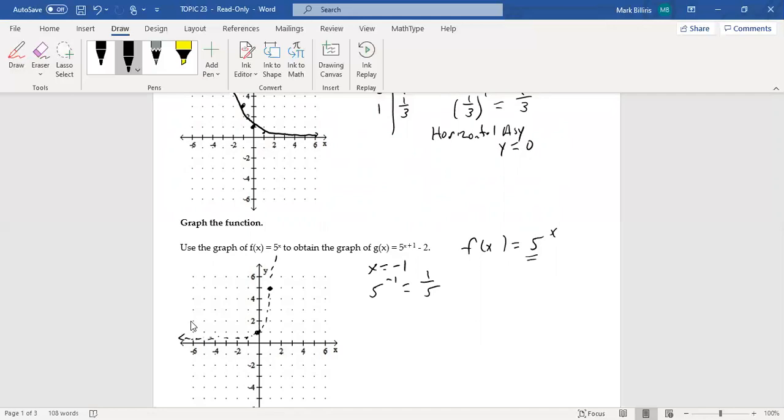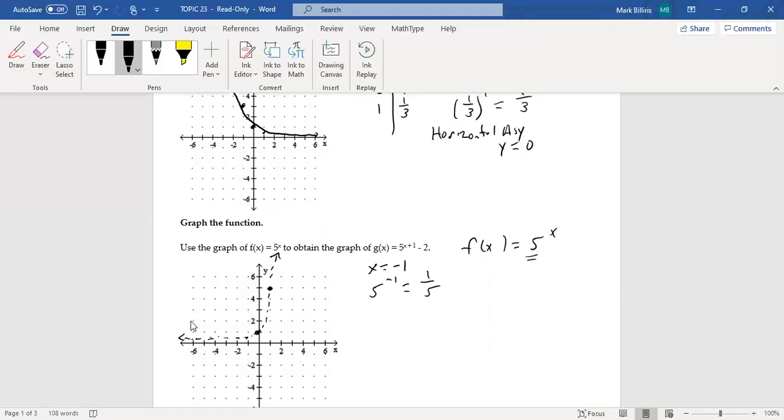So again, it will always go through the point (0, 1), the parent function, and (1, whatever the base is). Since the base is 5, it's (1, 5). I have a horizontal asymptote at y equals 0. Notice my line doesn't pass through it, it kind of hugs it and gets closer and closer as I move towards negative infinity.